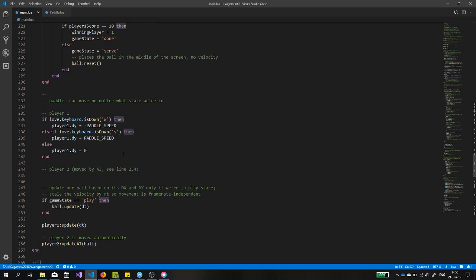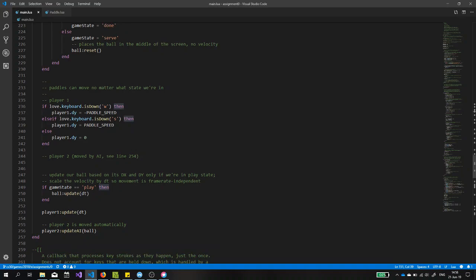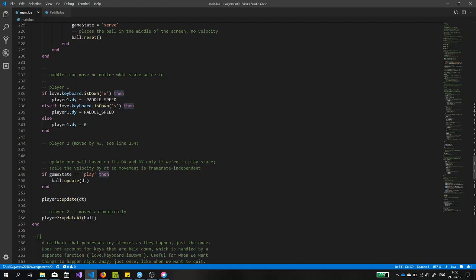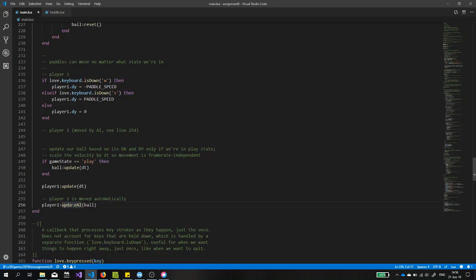And I implemented an AI, so to say, for player 2, which basically moves the paddle always in such a way that the center of the paddle is aligned to the ball. And this logic is encapsulated in this function, which I'll call here.